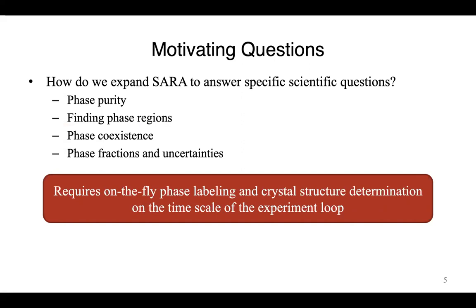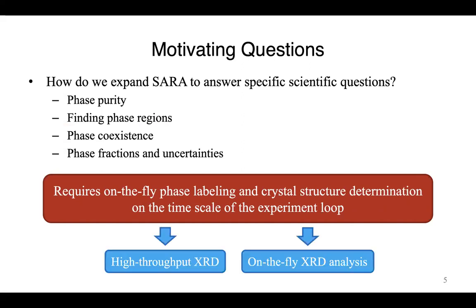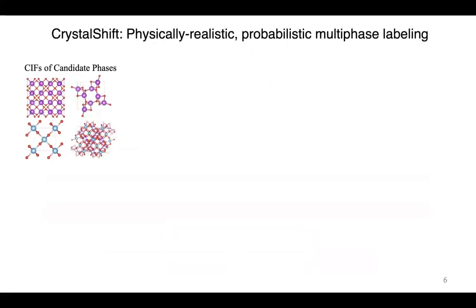So this requires on-the-fly phase labeling and crystal structure determination within the time scale of our experimental loop. So now we need high throughput XRD and also on-the-fly XRD analysis. High throughput XRD is readily available. For thin films, if you go to a synchrotron facility, you can get high throughput XRD easily. So what we developed is the on-the-fly XRD phase labeling method. We call it CrystalShift, which is a physically realistic and probabilistic multi-phase labeling algorithm.